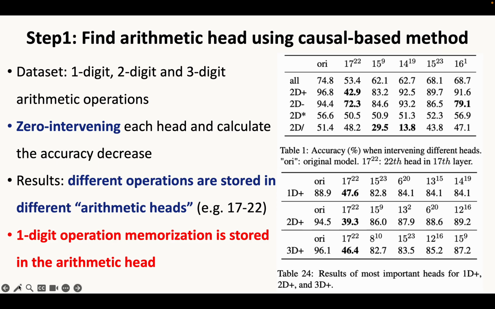Our method has four steps. First, we mask each head and compute the accuracy decrease in arithmetic operations in order to find the important heads. We find that there are a few heads playing very large roles. For example, head 22 on layer 17 is very important for addition and subtraction operations. All the 1-digit to 3-digit accuracies drop much, so this head stores the 1-digit memorization.